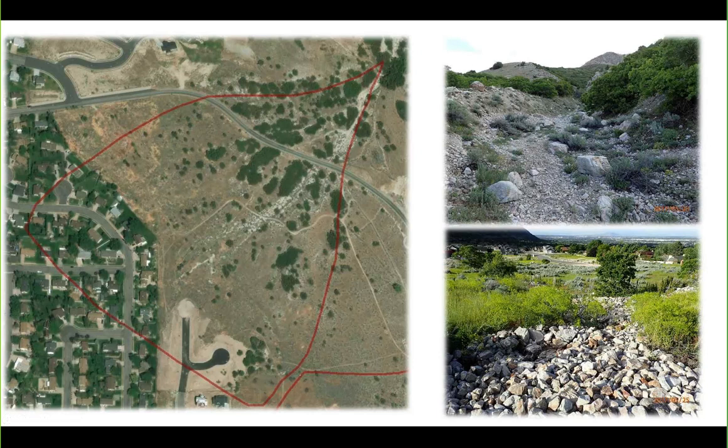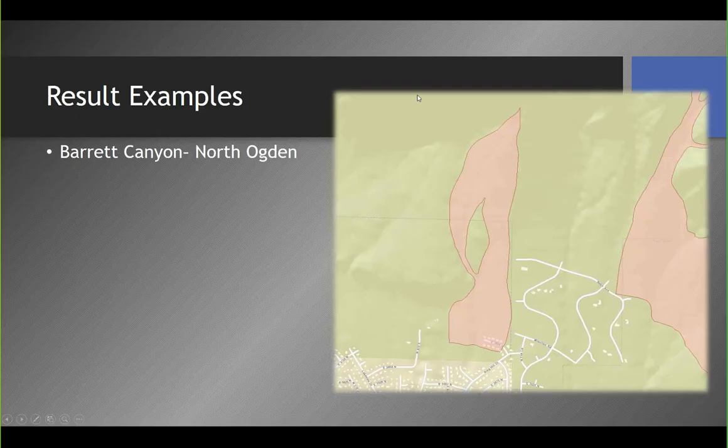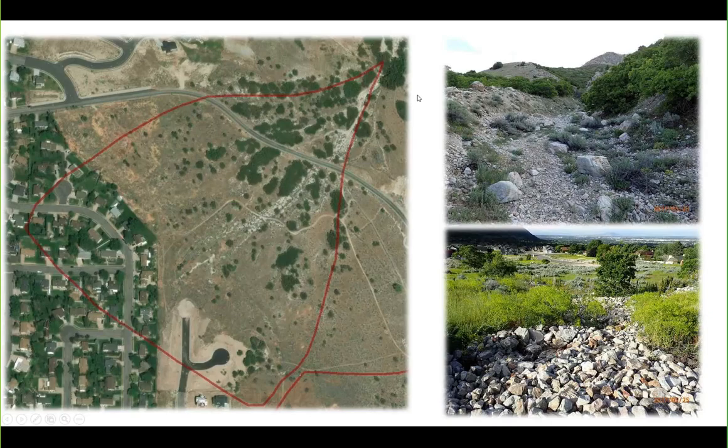So this figure on the upper right here, this is standing near the fan apex, right up in this area. And what I want to point out here is this is looking up the canyon mouth. You can see the scale of the material in the channel. This is the kind of material that's being transported during flood events out of this system.